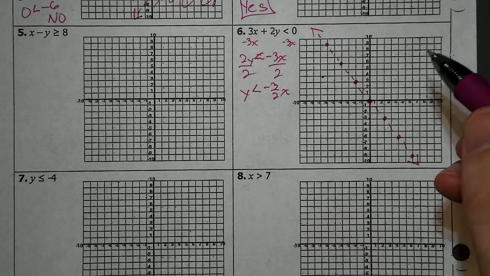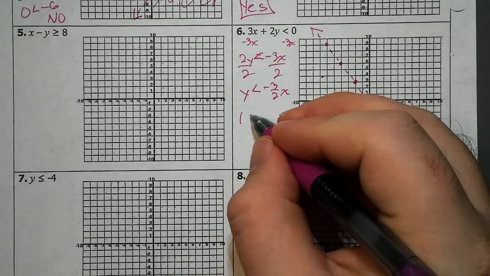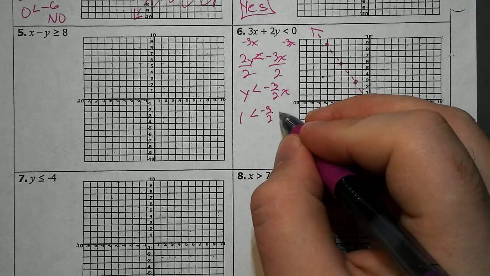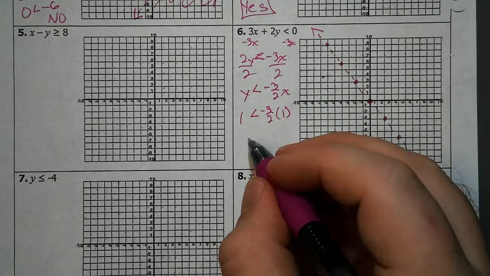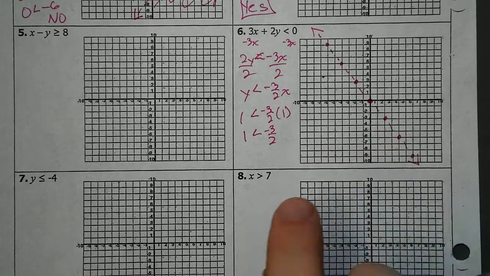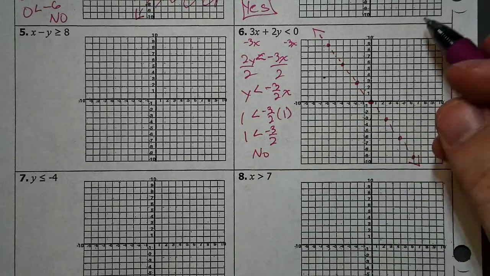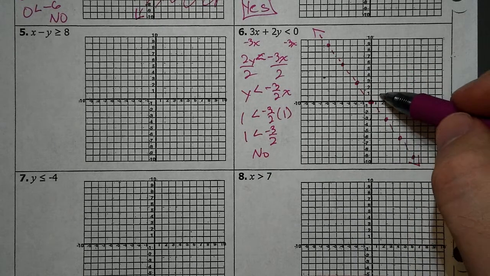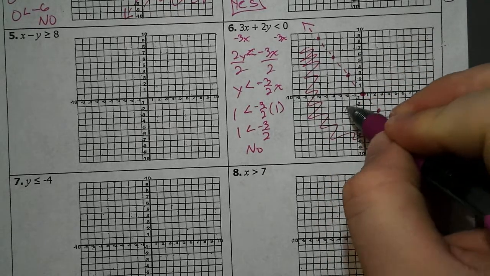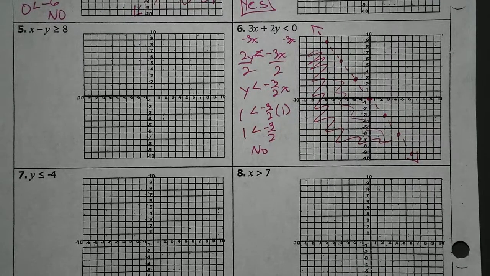I'm going to pick a nice, easy point. How about we use this one, 1, 1. So if I plug in 1 less than negative 3 halves x times 1, well, that's just negative 3 halves. So 1 less than negative 3 halves. And is 1 less than a negative number? Of course not. So it's not going to be on this 1, 1 side. It's going to be on this other side that we'll shade in. All right. I'm going to stop the video here. We'll do the last set on the next one.